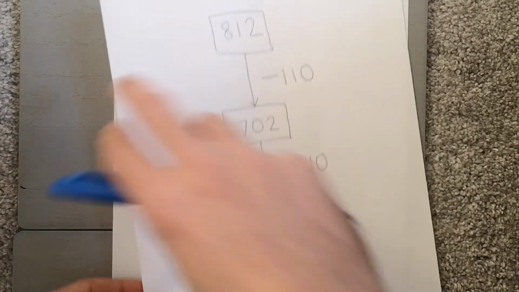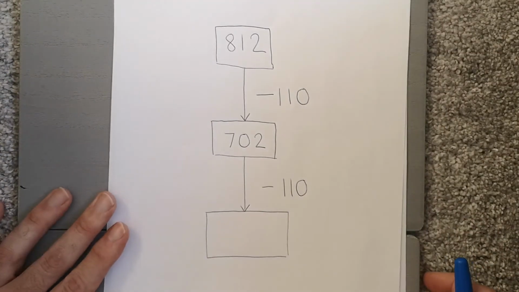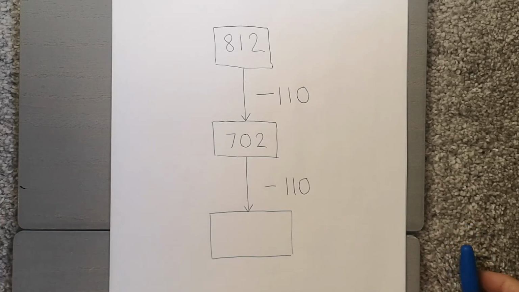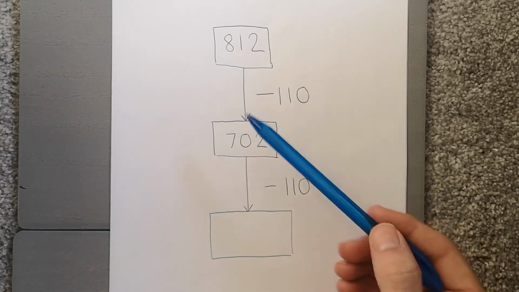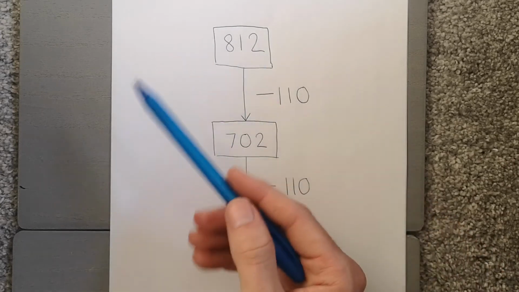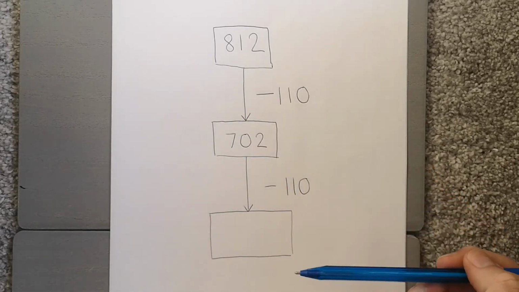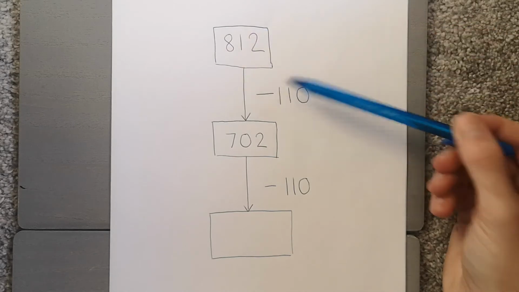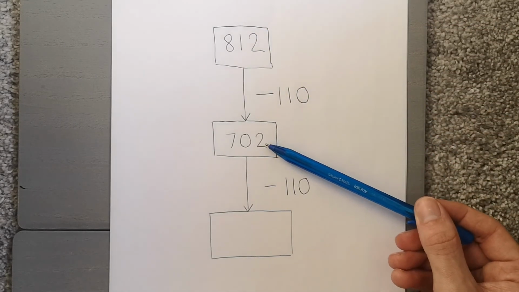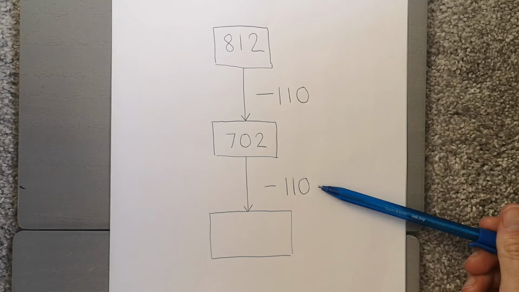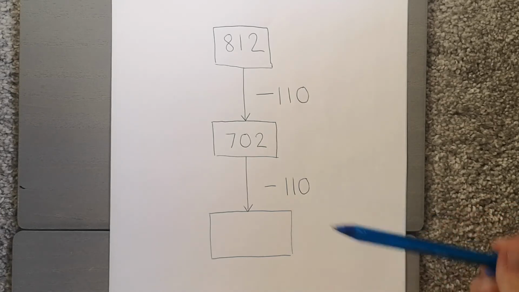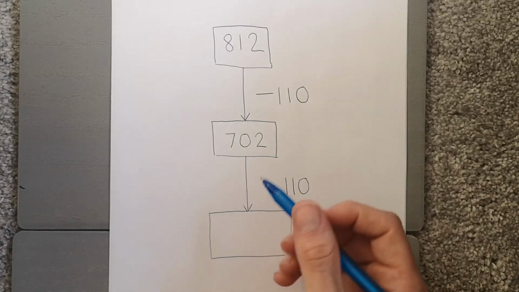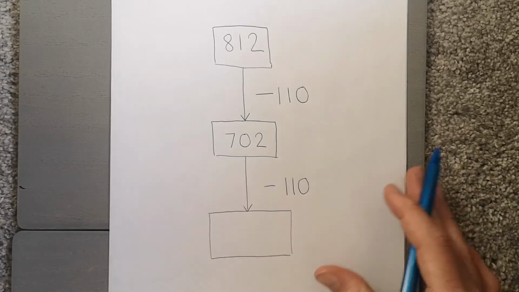And the last one is one of my personal favourites. It really, really is key. This one, a lot of problems with this one about simple subtraction. Okay, now it's got 812 take away 110 gives me 702. 702 take away 110 gives me blank. Now what we should do is just work this out. So we should be doing 702 take away 110.